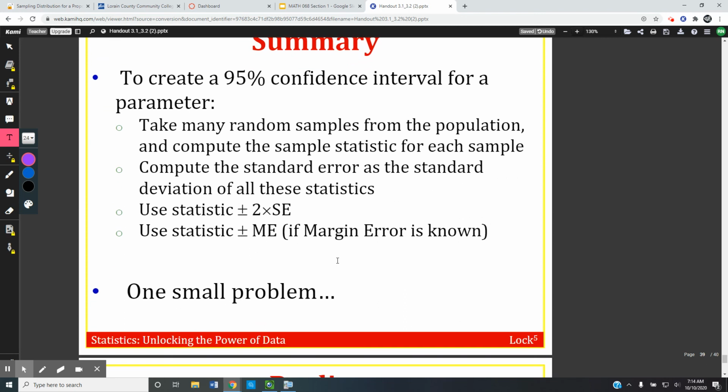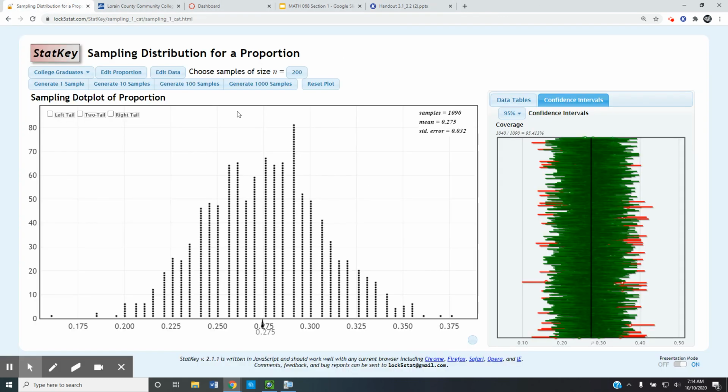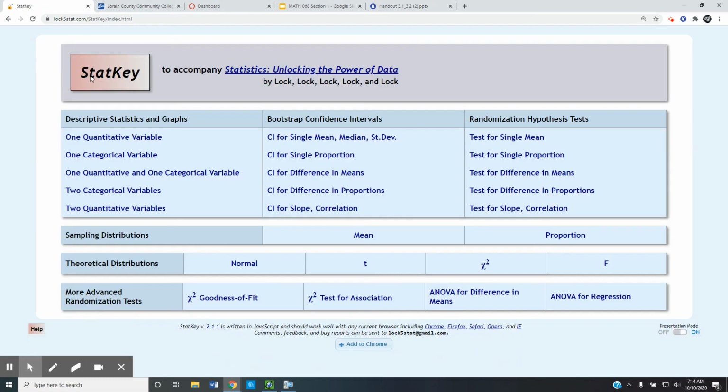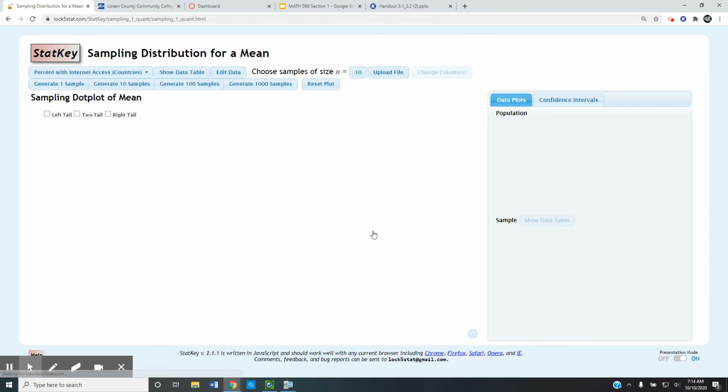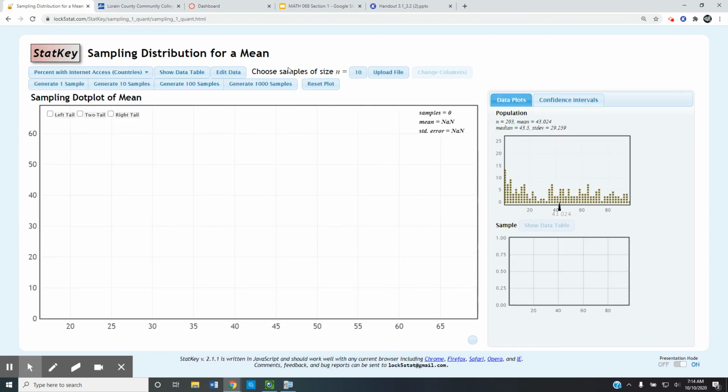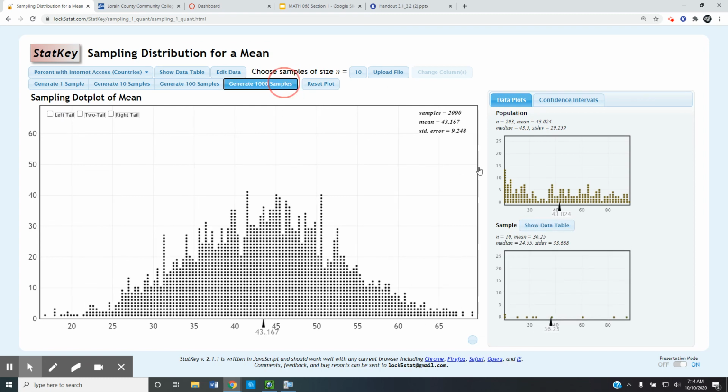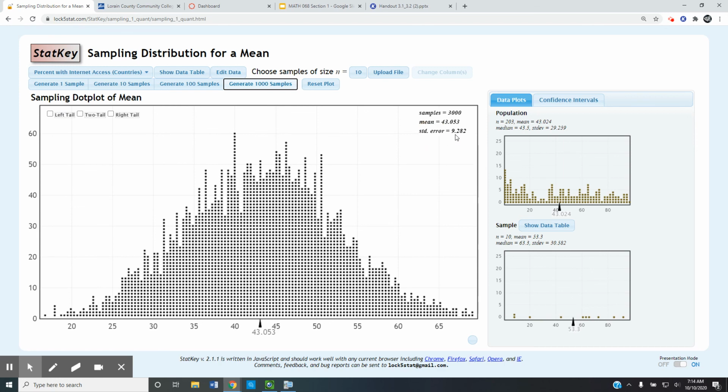Summary. To create a 95% CI for an interval, take many random samples from a population and compute the sample statistic. I did that here. Remember? StatKey, went to the mean. Doesn't matter what I'm working on. I pick my own numbers. I do what I have to do. I run many samples, remember? And I get this standard error. This SE is what I use. This is 2 times this value plus or minus this mean. Because remember, we're working from the sample statistic that we have.